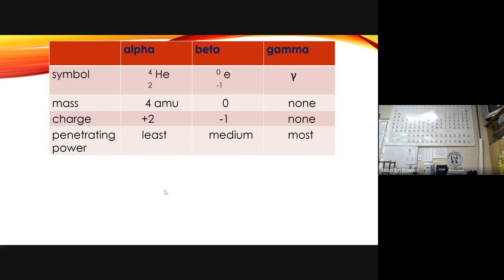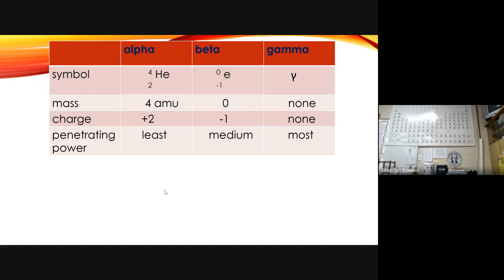But penetrating power, alpha is the least penetrating. It gets stopped by your clothes. Beta can go through your skin, but usually gets stopped at the bone. Where gamma is like an X-ray. It can go through your body pretty easily.